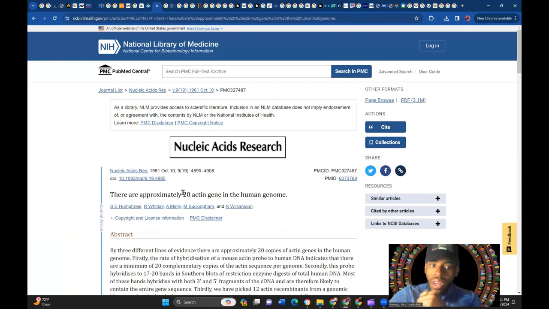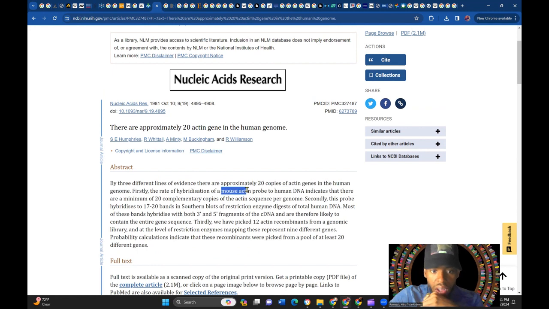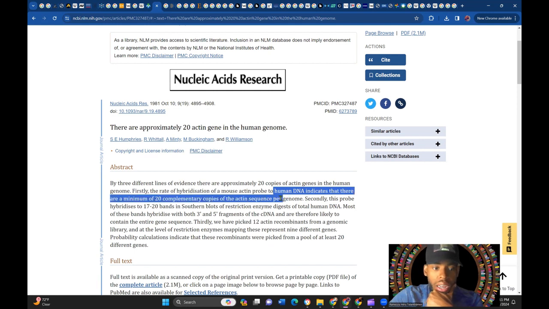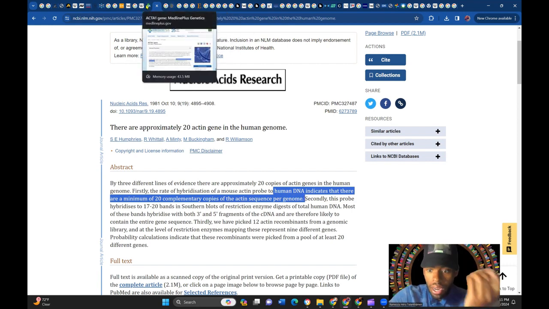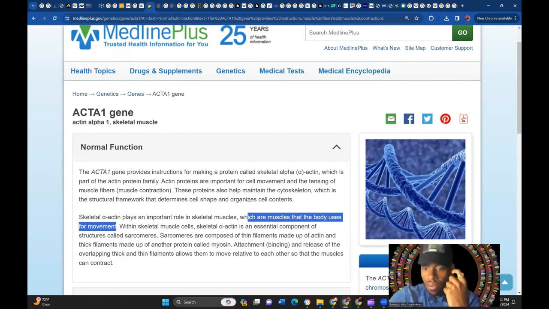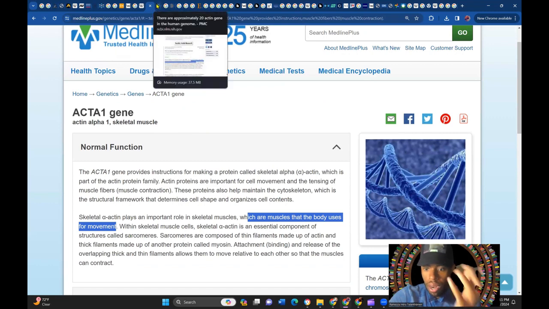You have over 20 so far that they found, probably more than that. These are actin genes in the human genome, and they tested it on animals. Its relationship to human DNA indicates that there are a minimum of 20 complementary copies of the actin sequence per genome, right? So you have a lot of it. You have the muscle gene, and you have a lot of versions of it.